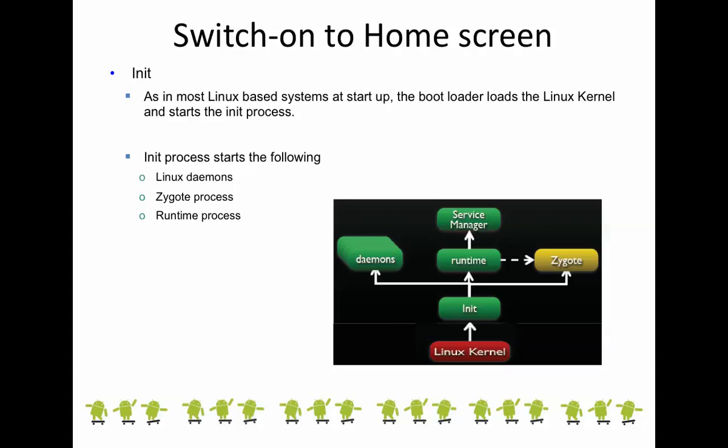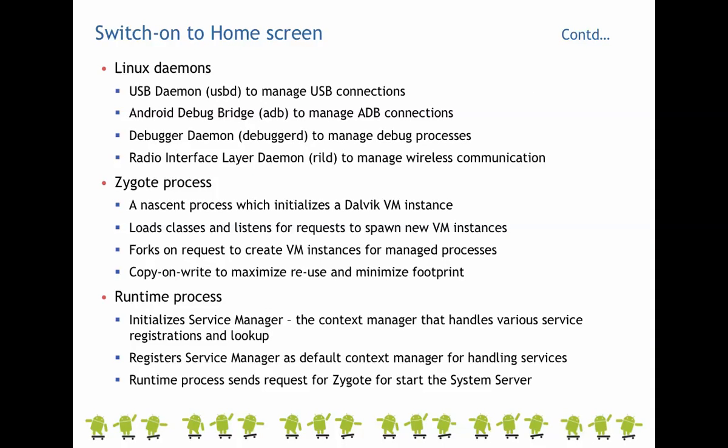And then your Android runtime will start, and it will also start a process called Zygote. What is Zygote? Zygote is the first process that is getting started, and it is responsible for starting all the other components within your framework. So first, Linux daemons. A number of daemons will get started, like USB daemon, Android debugger daemon, radio interface layer daemon, and a number of others.